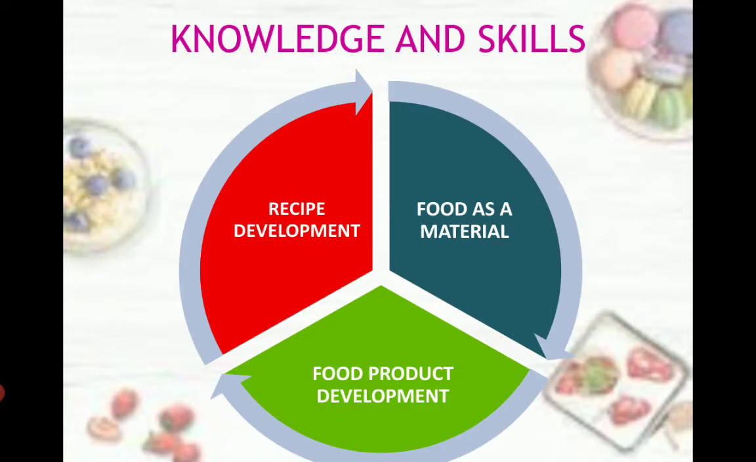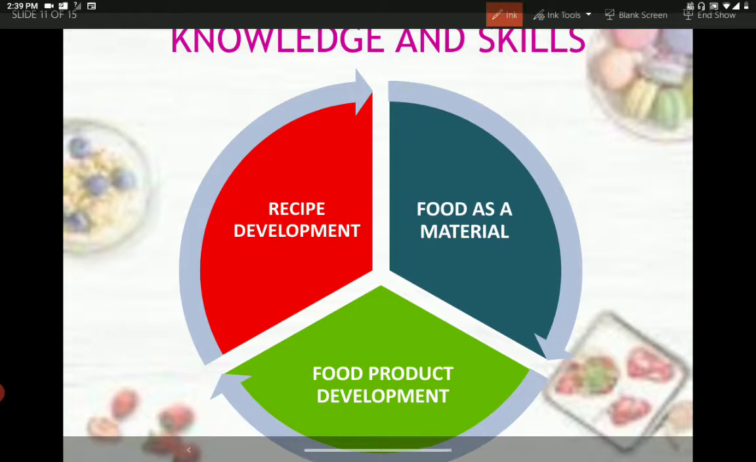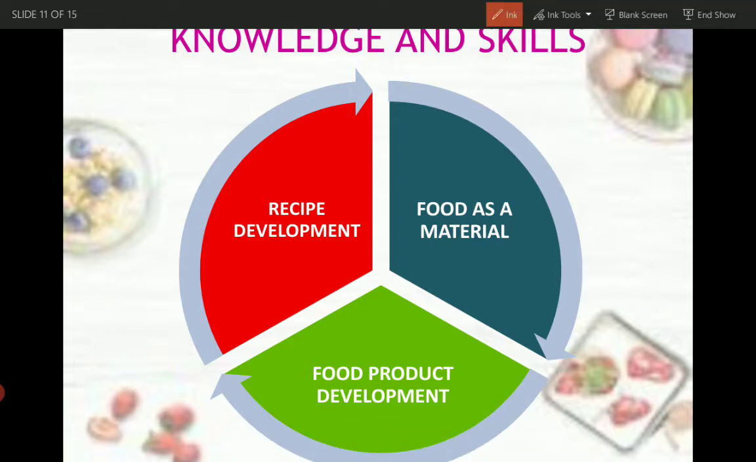Now we come to the career part, the knowledge and skills which are required, the scope, where all can you study, what are the basic eligibility criteria. So, knowledge and skills which are required: food as a material, food product development, and recipe development.